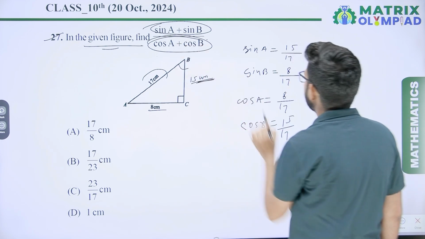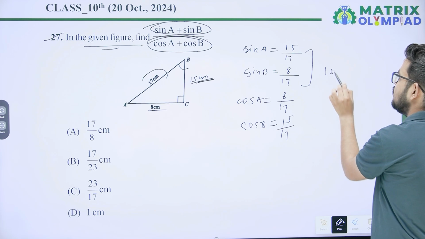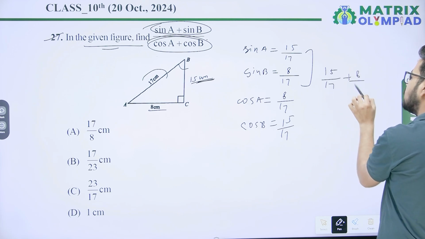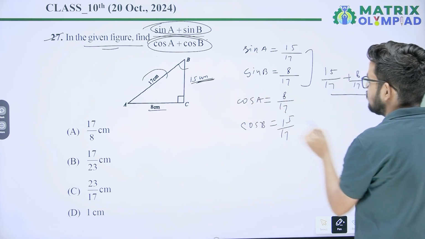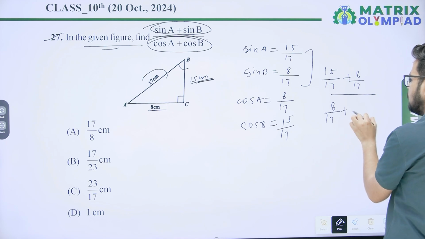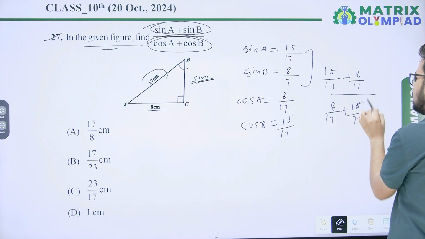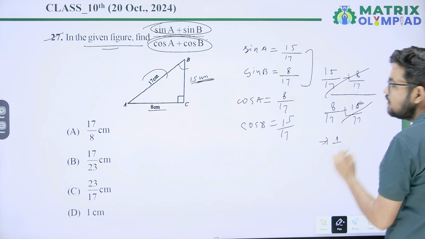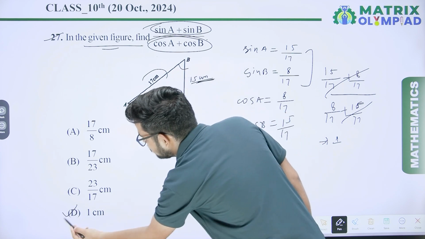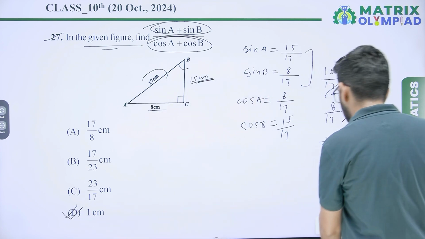According to the angles, their base and perpendicular will change. So sin A plus sin B means 15 upon 17 plus 8 upon 17, upon cos A plus cos B, 8 upon 17 plus 15 upon 17. Numerator and denominator are the same, so we will get 1. So our correct answer is 1. Option D will be the correct answer.